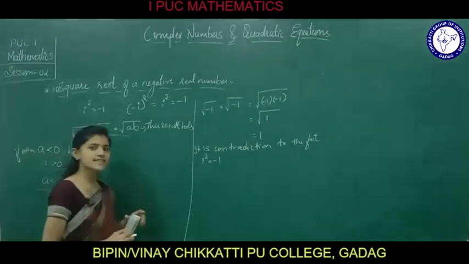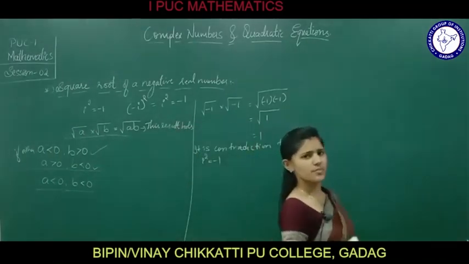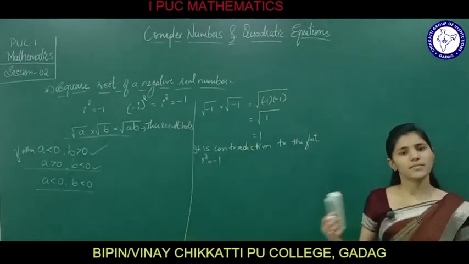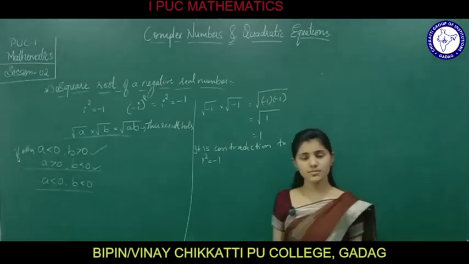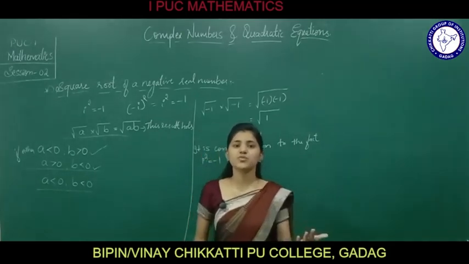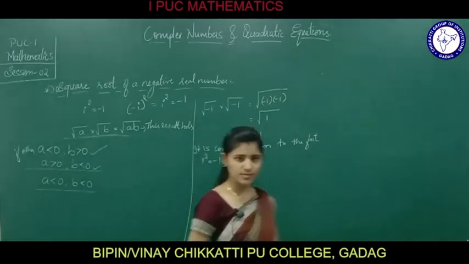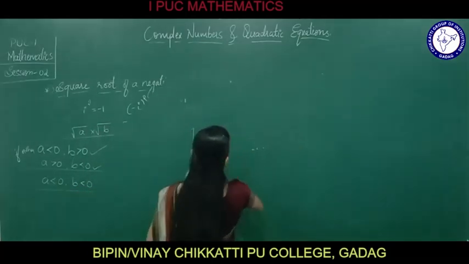Now let us study a few of the identities. Few identities we know: A plus B whole square, A minus B whole square, A plus B whole cube, A minus B whole cube. The same identities, let us prove those identities for complex numbers.